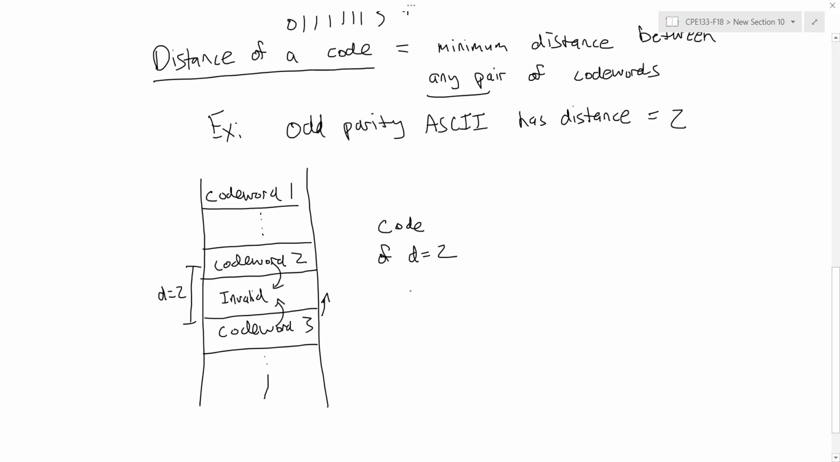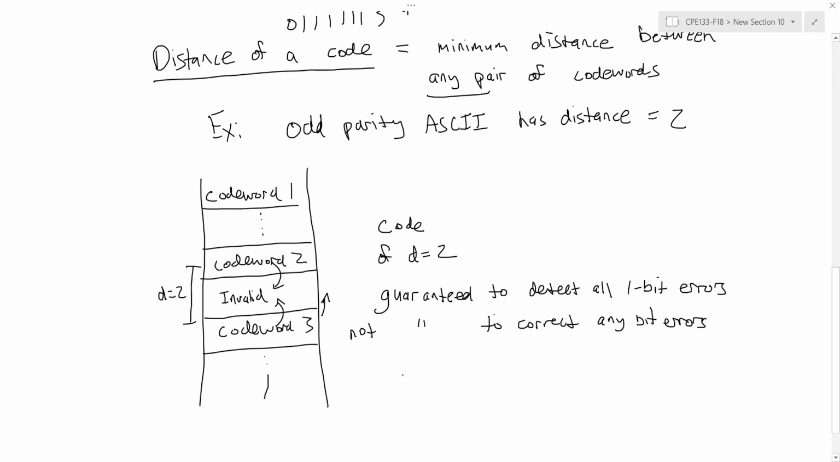So I can say for this code of distance 2 that I'm guaranteed to detect all 1-bit errors, but I'm not guaranteed to correct any bit errors. Of course, I can make a guess, but I'm not guaranteed that I'll be able to identify which of these was the correct code word. Note that an odd or even parity code is of this type of code. It has a distance of 2.